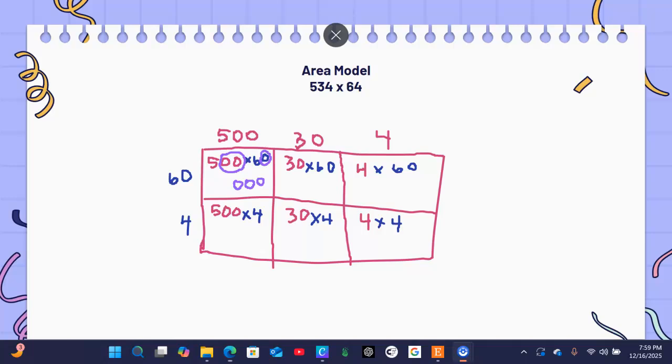But we also now have to multiply 5 times 6. And we would know that 5 times 6 equals 30. So I'm still going to write the answer of 30, and my other 3 zeros are still represented there. So our partial product right here would be 30,000.